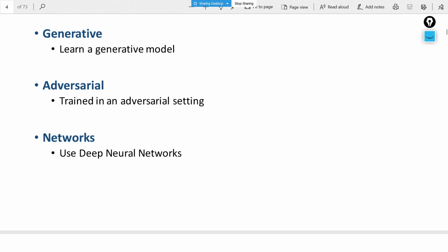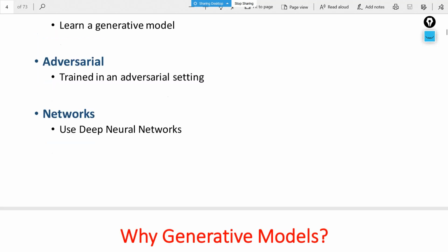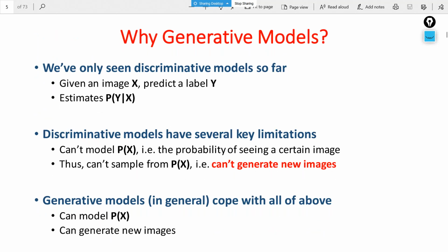Adversarial means trained in adversarial settings, which you can consider as faking or mimicking. Yeah, that's the exact word, mimicking. So that's called adversarial. Networks are the neural networks we are building on, so we'll be using neural networks for GANs. I'll run through generative models a bit fast. If you have any doubts, please stop me, because this is already done in the previous session, which was WGANs.